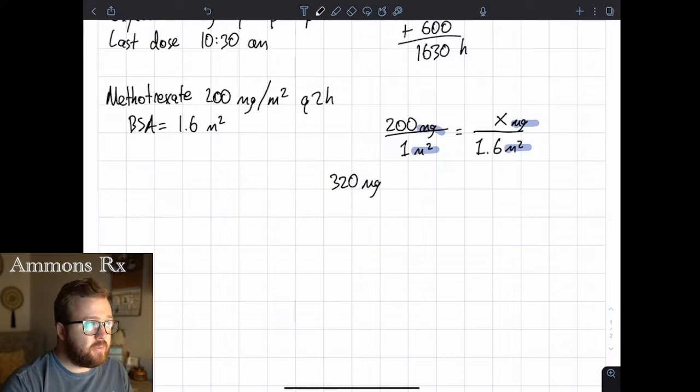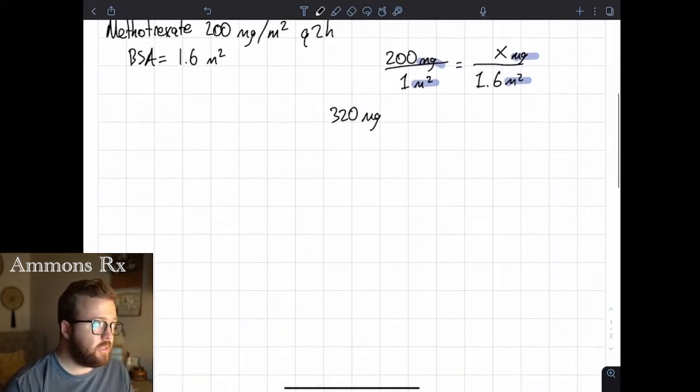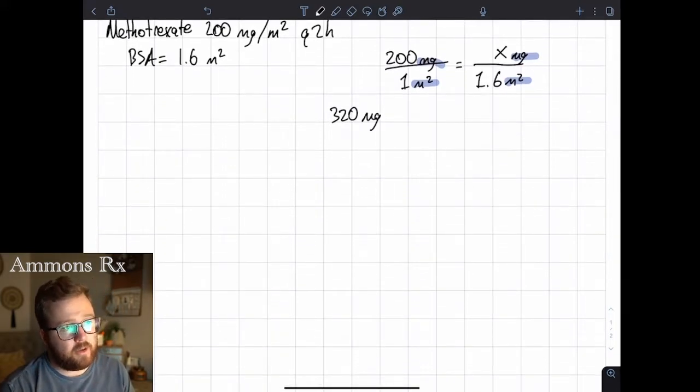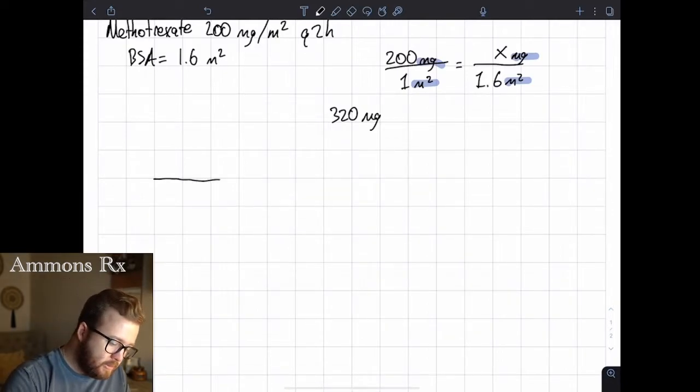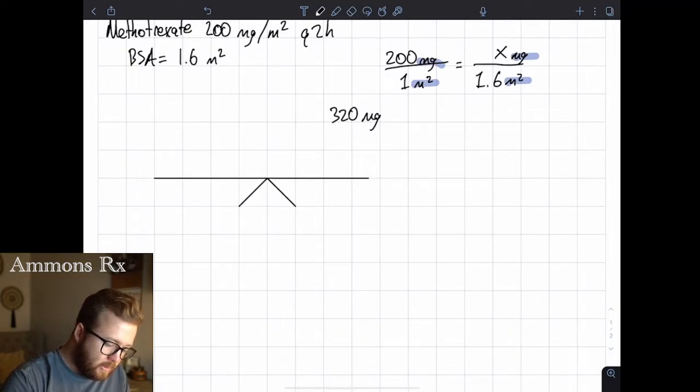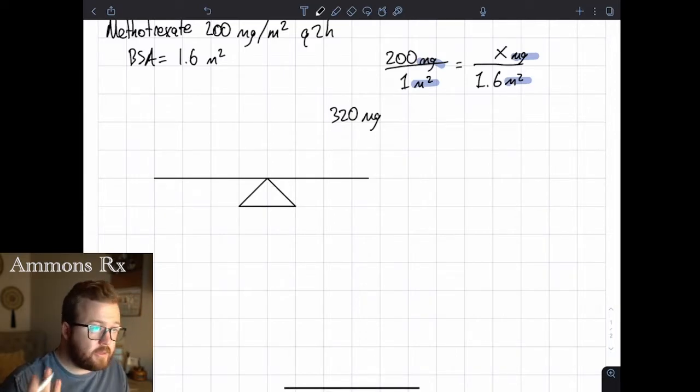A patient weighs 70 kilograms. How many pounds do they weigh? Easy peasy. You would just take the kilograms and multiply by 2.2 because I want you to remember this little chart that I'm about to draw you, my little balance beam. I'm going to make it nice and straight. Okay, this is a balance beam.